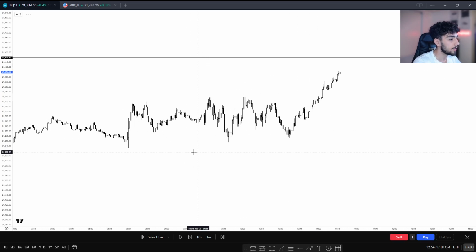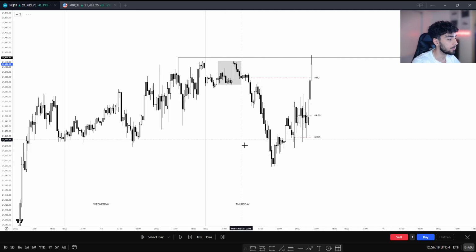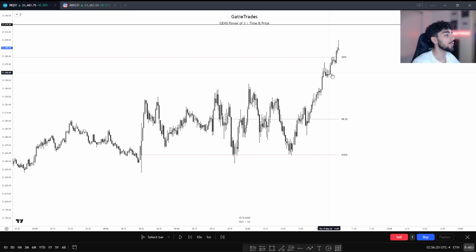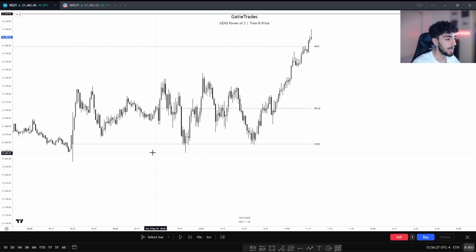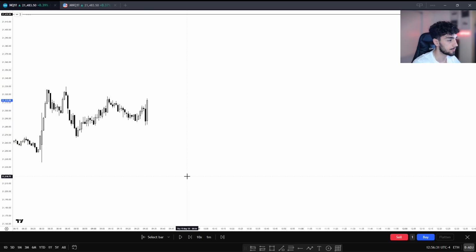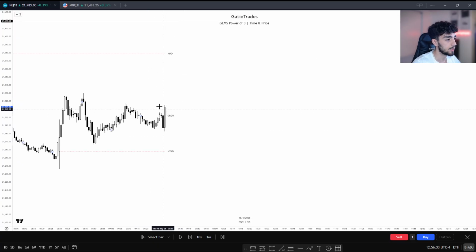So understanding that we're in deep discount in a bullish market when we have equal highs above, that was the narrative for me going into longs today. Now what I want you guys to focus on is how we open up at 9:30. So right here, it's the 9:30 open.